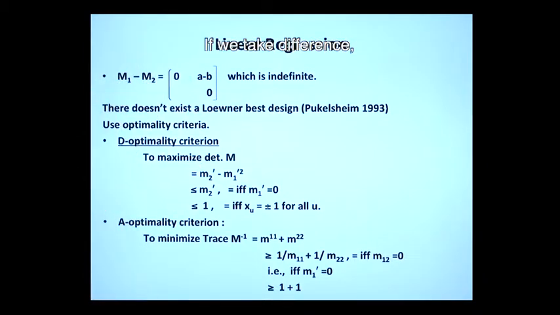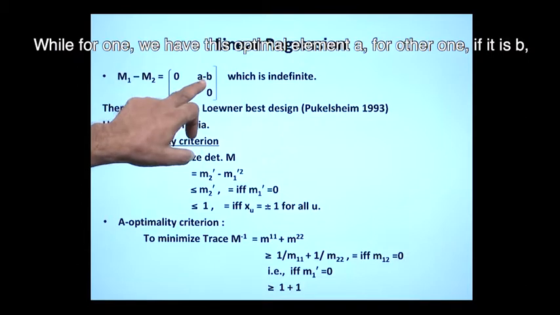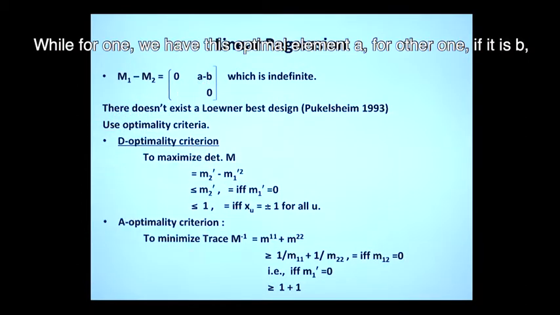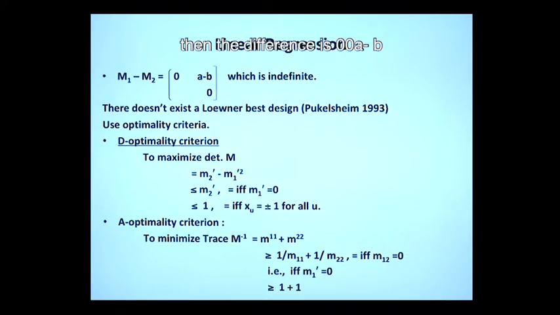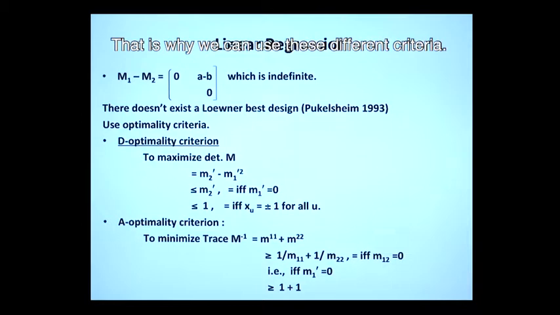If we take the difference, for one both are the same, so the difference is 0, while for the other, if the optimal element is 1 a, and for the other it is b, then the difference is a minus b, which is an indefinite matrix. So none is better than the other. There does not exist any design which is Loewner-better in the sense of partial Loewner ordering. That is why we can use different criteria.